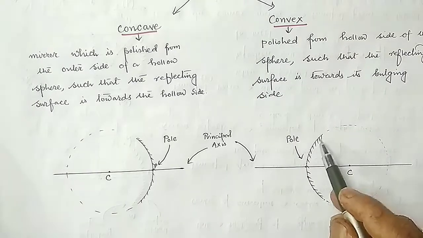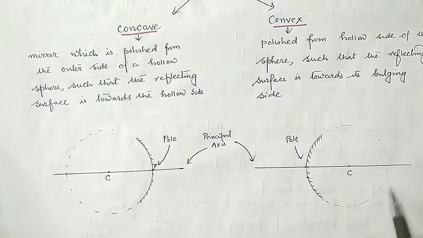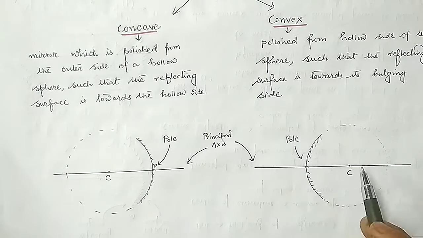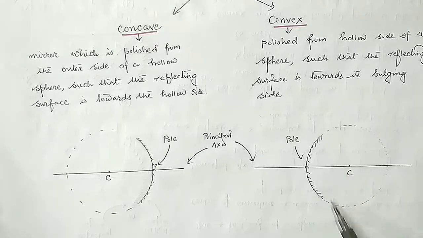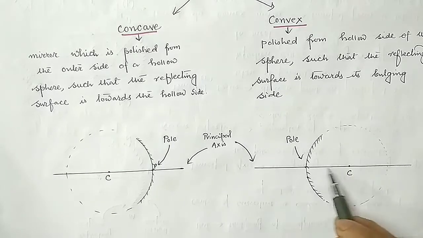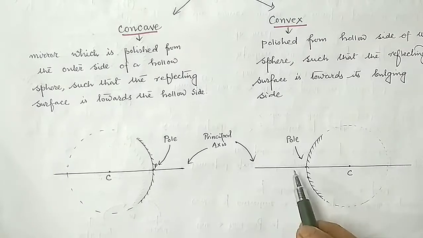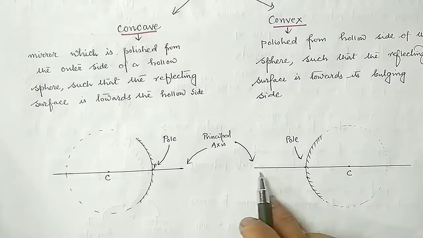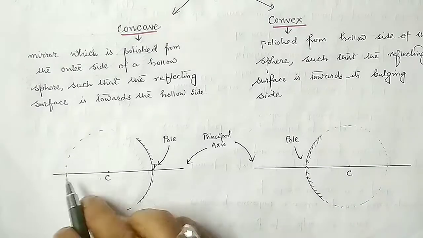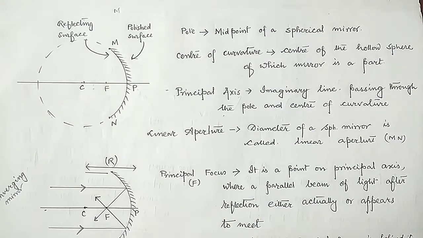Here I have drawn one convex mirror. In case of this convex mirror also, if I imagine this to be a circle, then there will be a center. This center and the midpoint of the mirror is also known as pole. If I join by an imaginary line, this line is called the principal axis of the mirror. So in case of convex mirror, this is the principal axis, and in case of concave mirror, this is the principal axis.